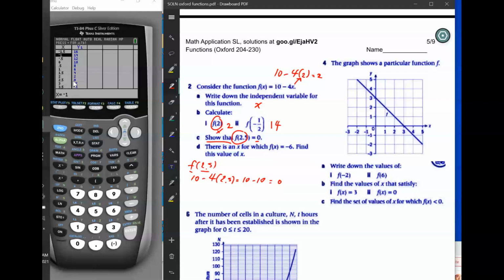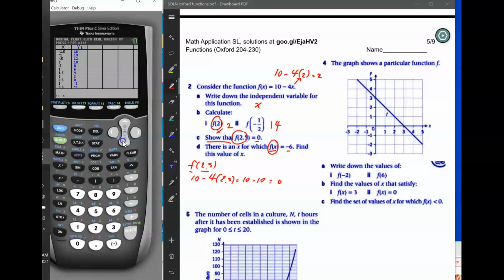It's kind of a proof, but not a very rigorous one. There is an x for which f of x equals negative 6. Find this value of x. Remember, f of x is synonymous sometimes with y. So basically what they're saying is y is negative 6. What's the x value that goes with that? Well, we have the table, so we could use the table to find it.